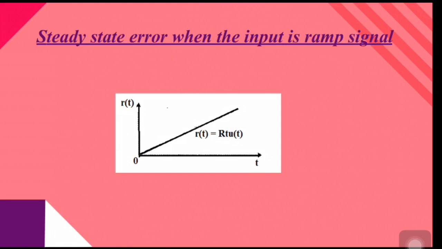If you get stuck at any point or if you have any doubts regarding this, please do let me know in the comment section. I will definitely help you. Let me now take you to the results of this analysis. When we apply a ramp signal to type 0 system, its steady state error will be infinity. And for type 1, it is a constant. For type 2 and above, it is 0.